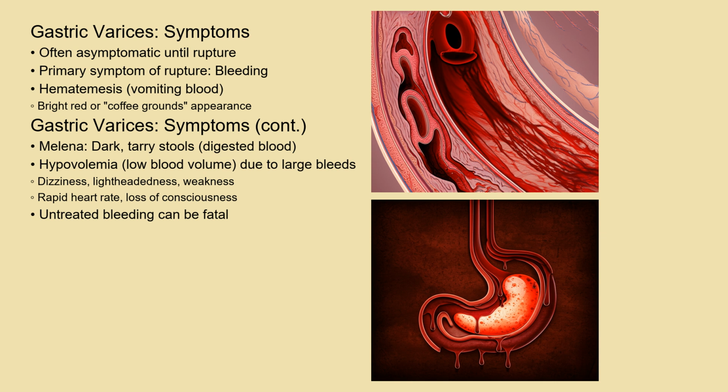Often, gastric varices don't cause any symptoms until they rupture. When they do bleed, the primary symptom is hematemesis, vomiting blood. The vomited blood may be bright red or look like coffee grounds, depending on how long it's been in the stomach. Another common symptom is melena, which refers to dark, tarry stools caused by digested blood in the intestines. Large bleeds can lead to hypovolemia, or low blood volume, resulting in symptoms like dizziness, lightheadedness, weakness, rapid heart rate, and even loss of consciousness. In severe cases, untreated bleeding can be fatal.